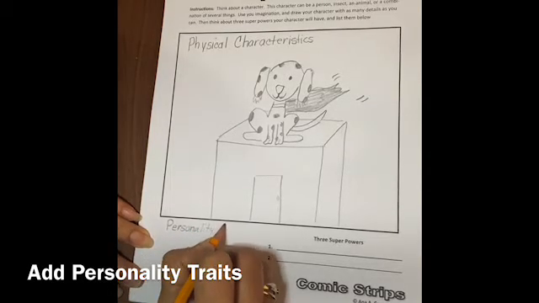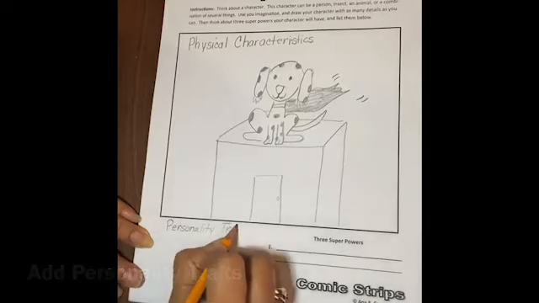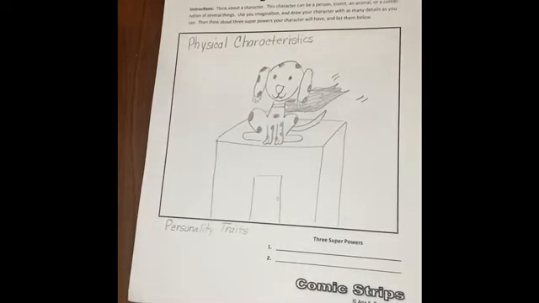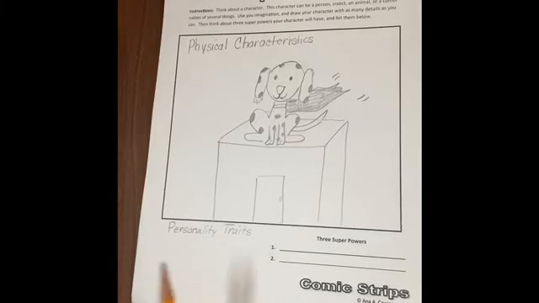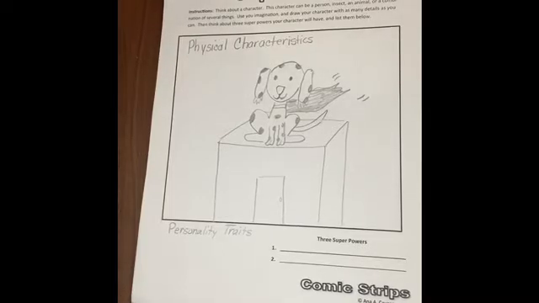Personality traits. That means the kind of personality this character has. For example, he could be a very grumpy pup, and he could growl all the time and snap at people and try to bite people. He could be friendly, he could be caring, he could be very loyal, which means that he would be very protective of his master or his boy or his girl.